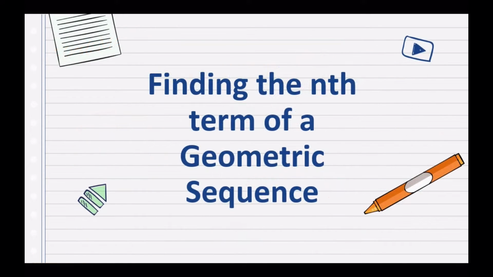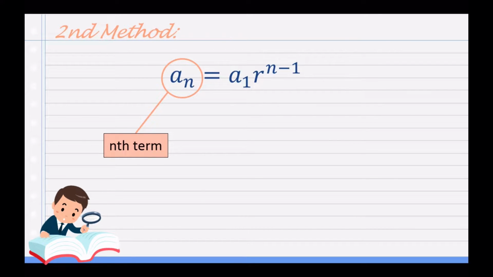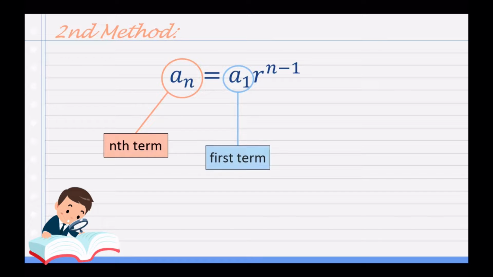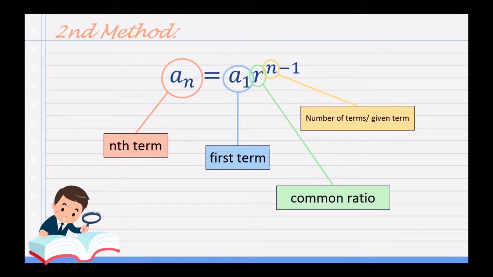So for us to get the nth term of a given geometric sequence fast, we just have to use our next method, which is using the formula a sub n is equal to a sub 1 times r raised to n minus 1. In this formula, a sub n is our nth term, or the term we are trying to find. A sub 1 is our first term, r is the common ratio, and n will be the number of terms or the given term.